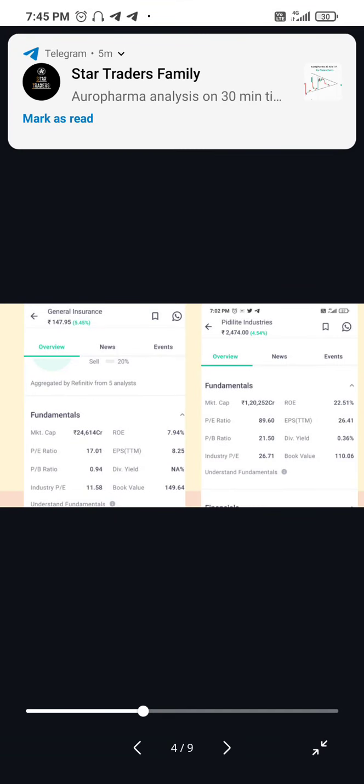For example, when we look at General Insurance company, the PB ratio is 0.94. When we look at Pidilite Industries, the PB ratio is 21.5. This is arrived at by dividing the market price by book value per share. For Pidilite Industries, book value is 110 and market price is 2474. So the PB ratio is 21.5.